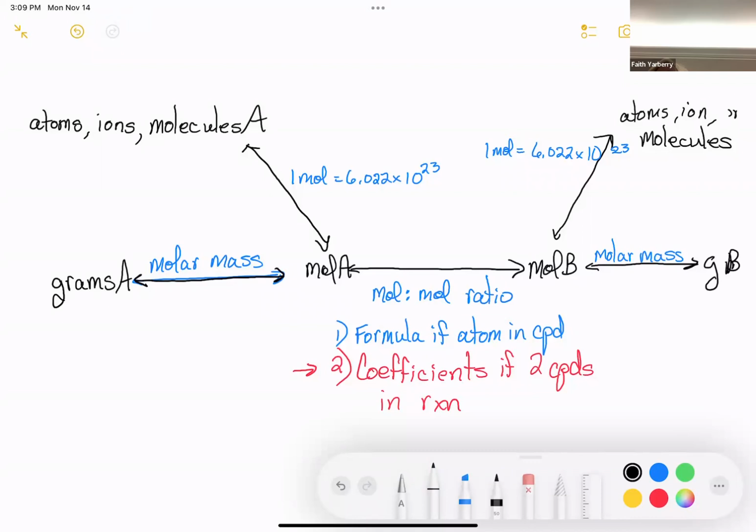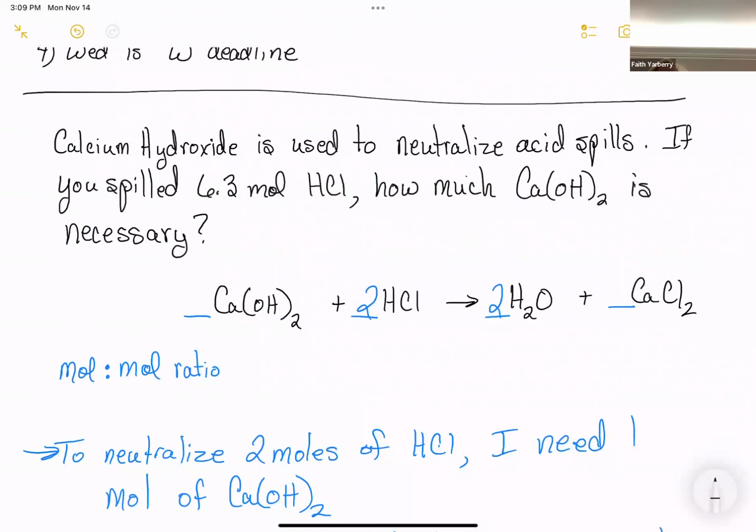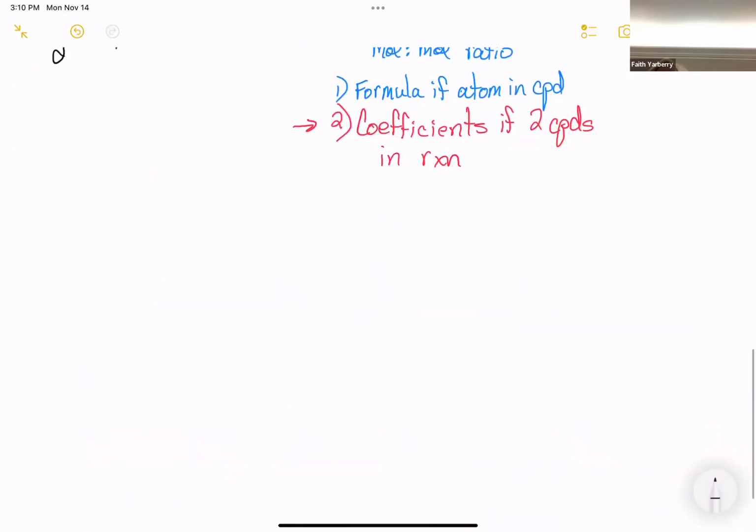Let's look at this question that we had earlier. Calcium hydroxide is used to neutralize acid spills. If you spilled 6.3 moles of hydrochloric acid, how much calcium hydroxide is necessary? We have 6.3 moles of hydrochloric acid, and we have been asked for moles of calcium hydroxide.